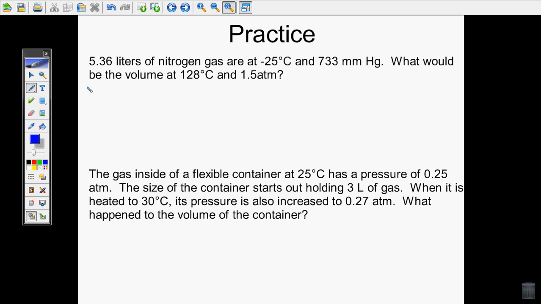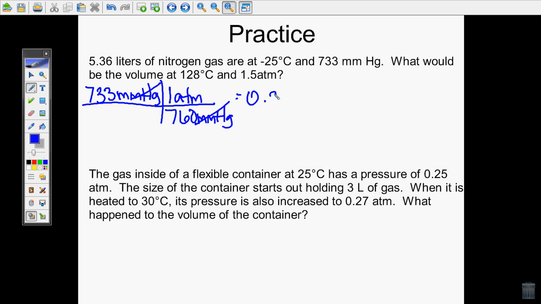So let's do our millimeters of mercury real quick. So remember those conversions I gave you at the beginning of the slide? In 1 atmosphere, there's 760 millimeters of mercury, which those cancel out, and I got 0.96 atmospheres, and I'm running out of room. And then negative 25 plus 273 gives 248 for my first temperature, and then 128 plus 273, and I get 401 for my second temperature.